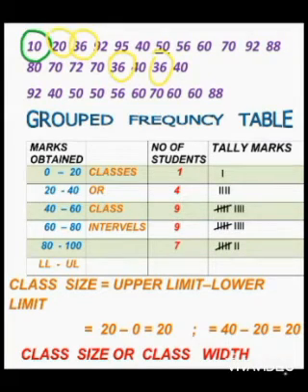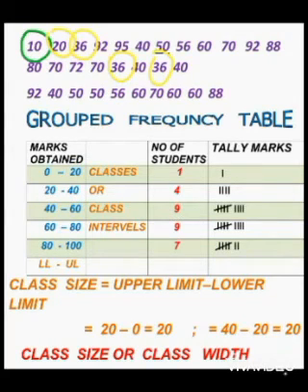So children, now see, 0 to 20, 20 to 40, 40 to 60, 60 to 80, 80 to 100. So what you observe, children, is that these intervals are in a continuous form, isn't it? This type which is in a continuous form, we call them exclusive class intervals.